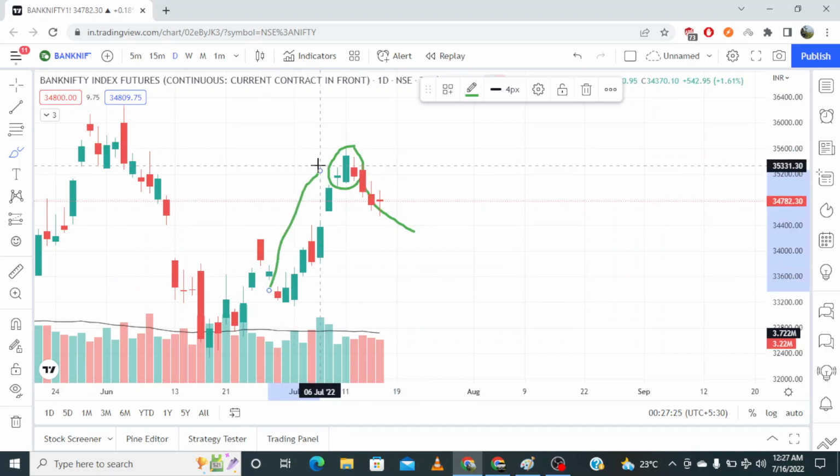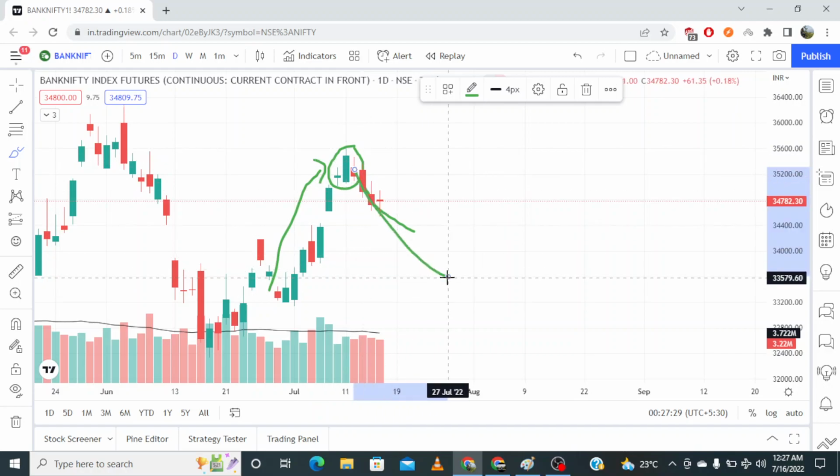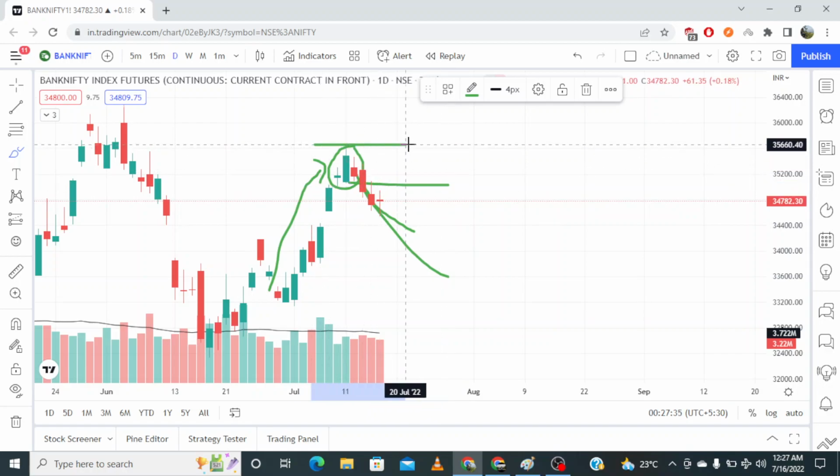It's formed after a big uptrend. It's a bearish harami, so the market may go down. You can sell here, and you can put your stop loss here. It's that simple. And maybe your stop loss gets hit, maybe.